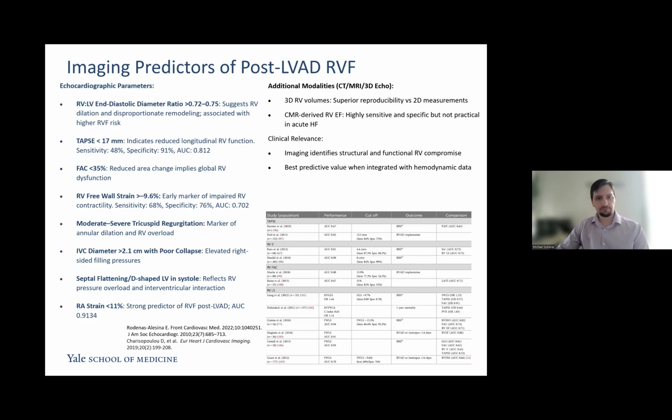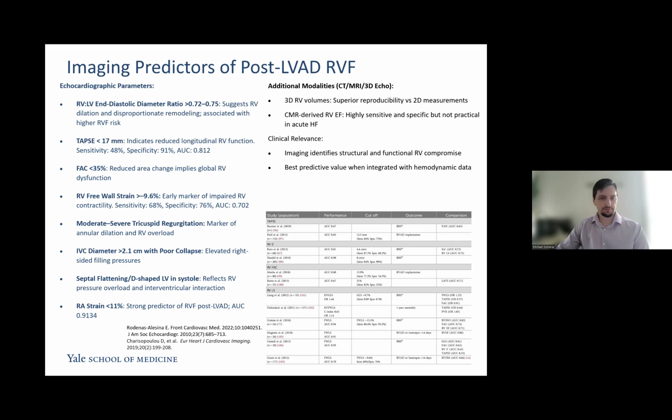TAPSE less than 1.7, of course, is showing less longitudinal RV function and tends to be one of the favored echo parameters because it was shown to have a reasonable specificity, and is less impacted by the change in geometry because it's the longitudinal motion as opposed to lateral and twisting. Fractional area of change was used as well. The free wall strain, if you have it, has been proposed to be a reasonable marker. I mean, the specificity of 76% and sensitivity of 68%, an area under the curve of 0.7. So it's actually pretty reasonable.